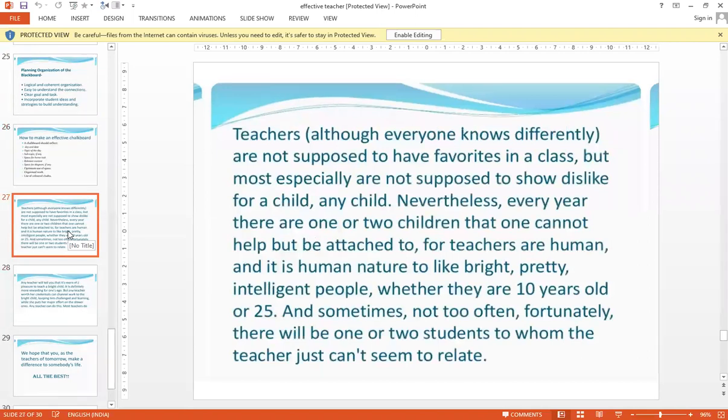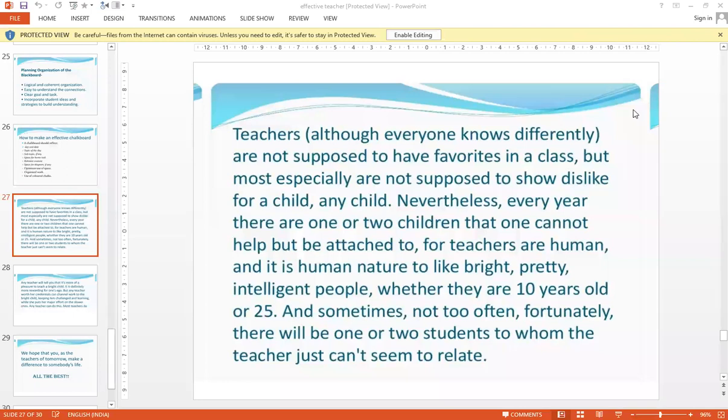Teachers are not supposed to have favorites in a class, but most especially are not supposed to show dislikes for a child or any child. So being a teacher, we should not have a distinction between the students. We should not differentiate the students. We are not supposed to have favorites in a classroom.